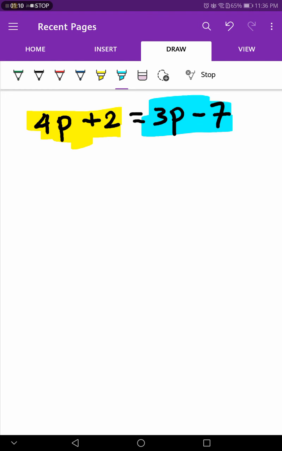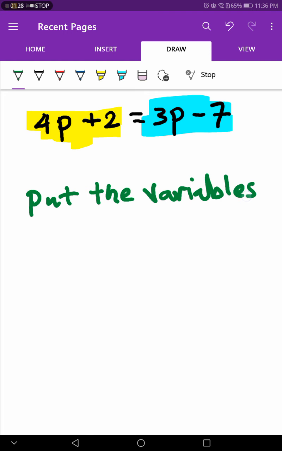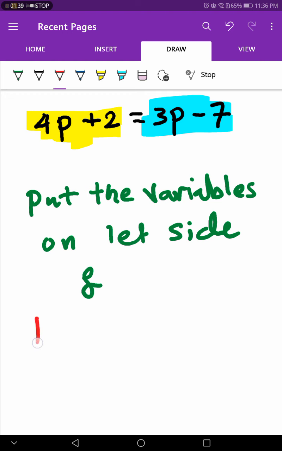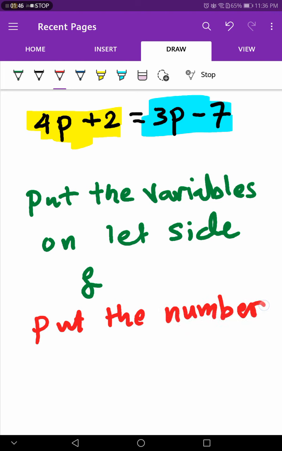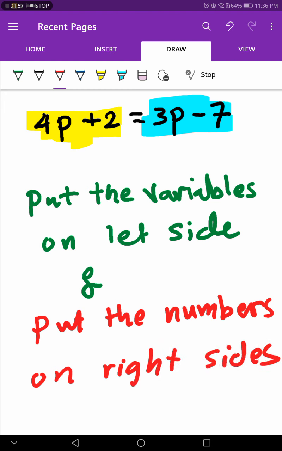And let us make a rule. The rule says we have to put the variables on the left side, and I'll put the numbers on the right side. Okay guys, let us make this rule.